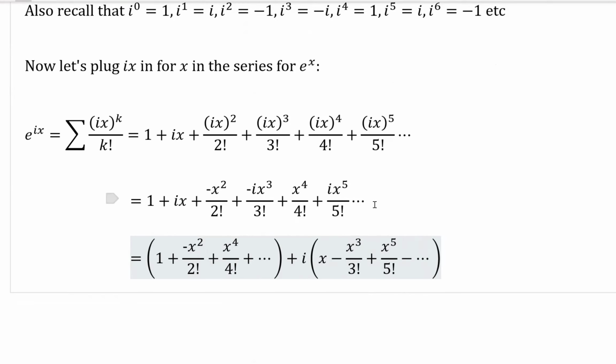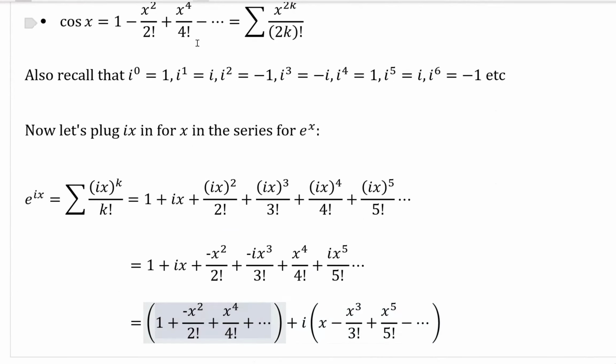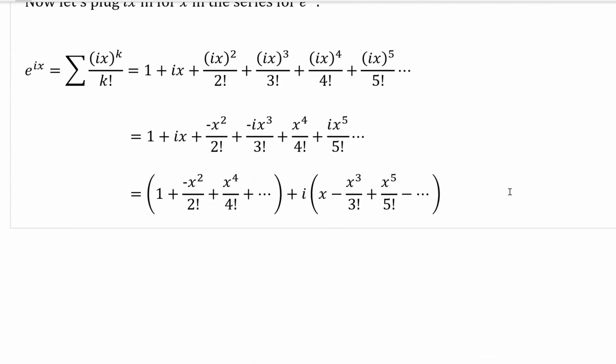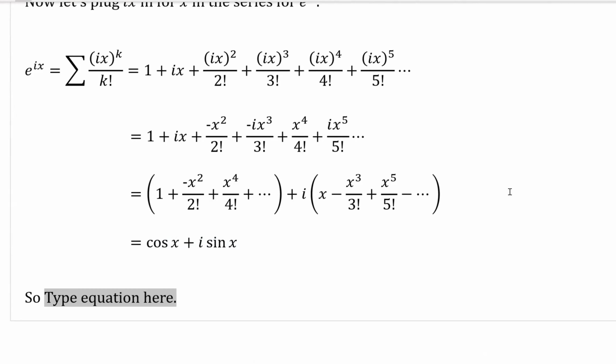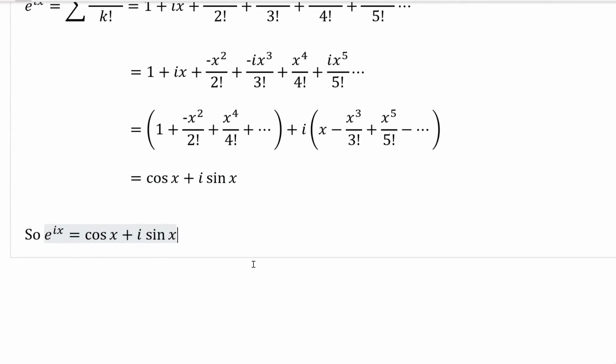All right. In any event, as I pointed out, the real part here is exactly the cosine series. The imaginary part here is exactly the sine series. So this all then is the same as cos x plus i times sine x. Cool. So to recap, we've proved the more general form of Euler's formula, which is that e to the ix is cos x plus i times sine x, and that's a very important and general result on its own.